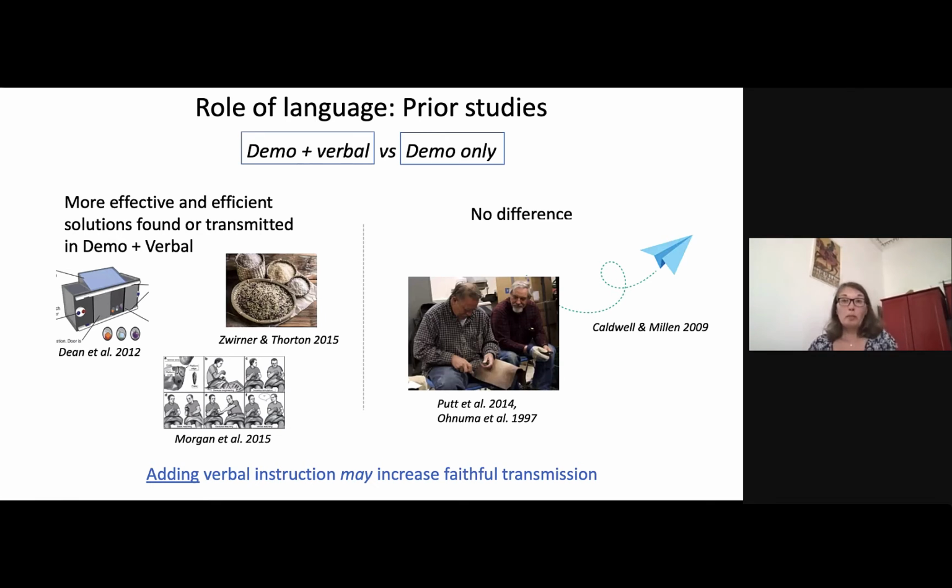Now, other experiments compare purely demonstration against demonstration plus verbal instruction. So demonstration with or without verbal instruction. And some of these studies find that adding verbal instruction is more effective than demonstration alone for transmission in some tasks, like extracting a reward from a complex box, or making baskets that can carry as much rice as possible, or in certain tasks of tool making, learning how to make tools. But in other tasks, other studies found no difference. So adding verbal instructions made no difference in transmission, like making paper airplanes that can fly as far as possible, or other tasks involving learning how to make stone tools.